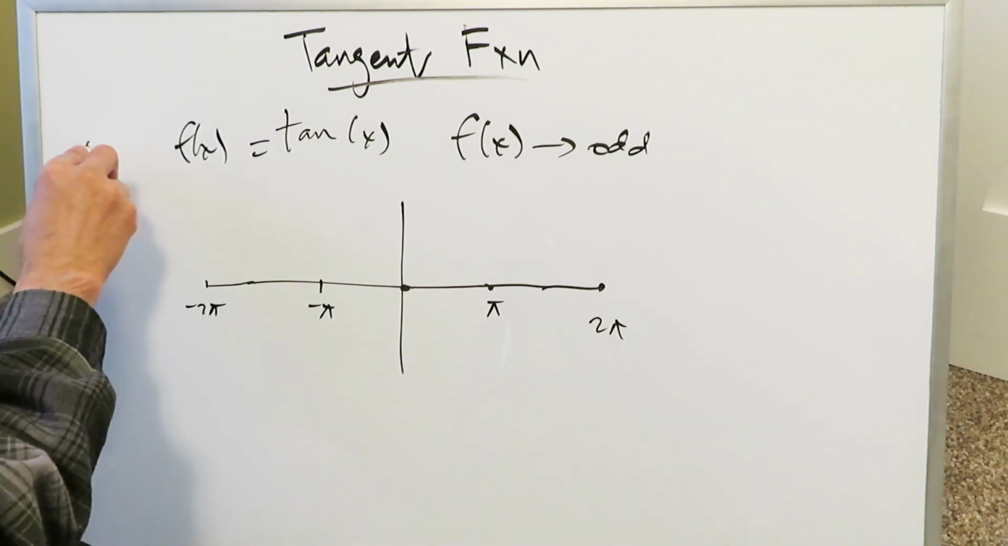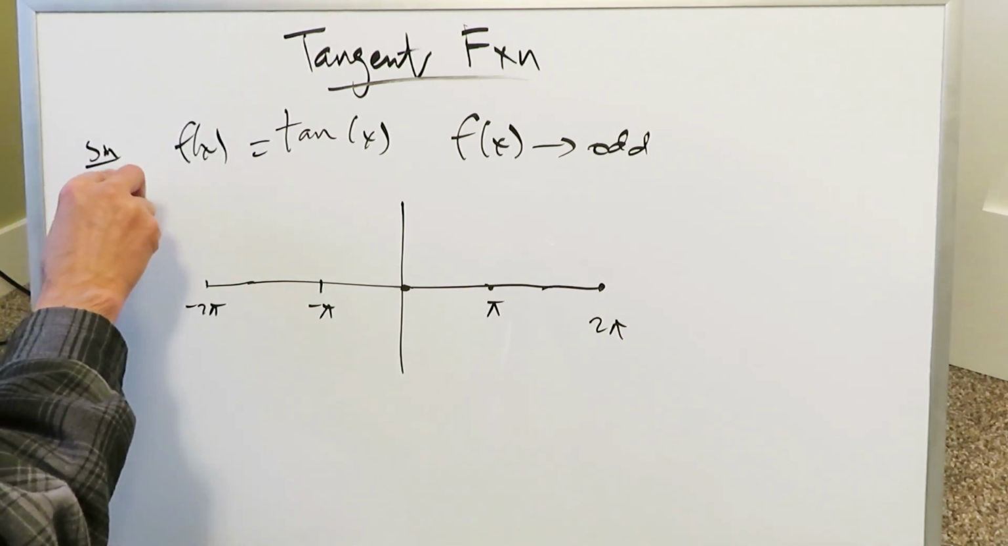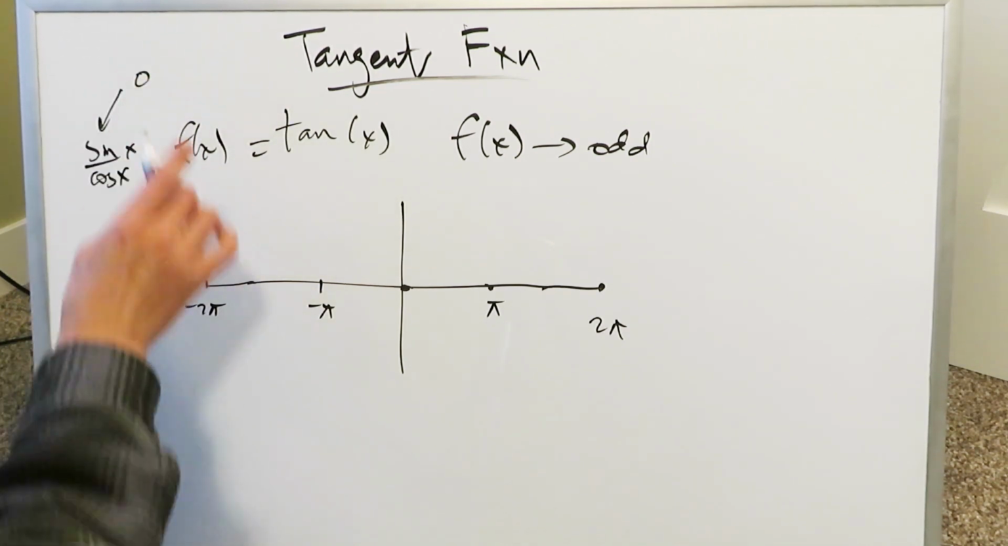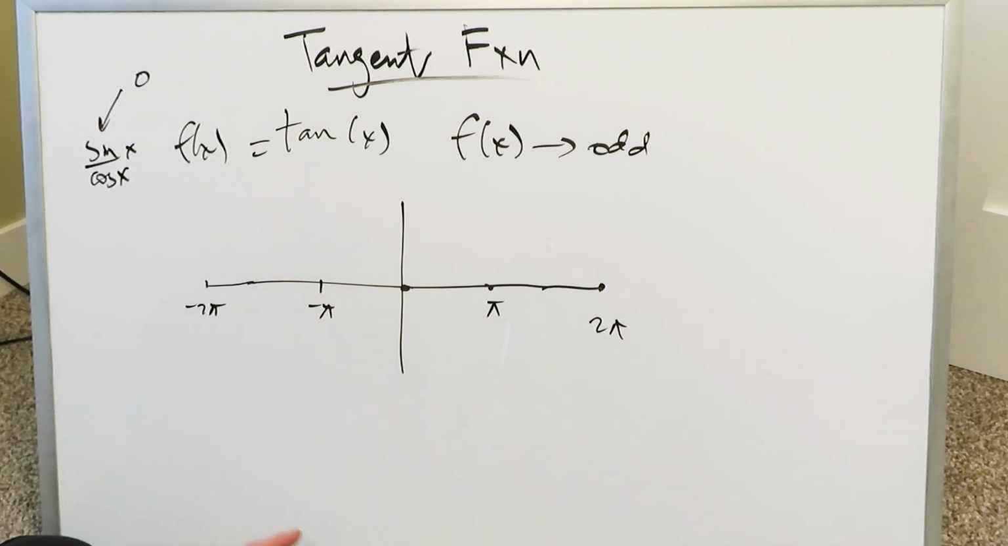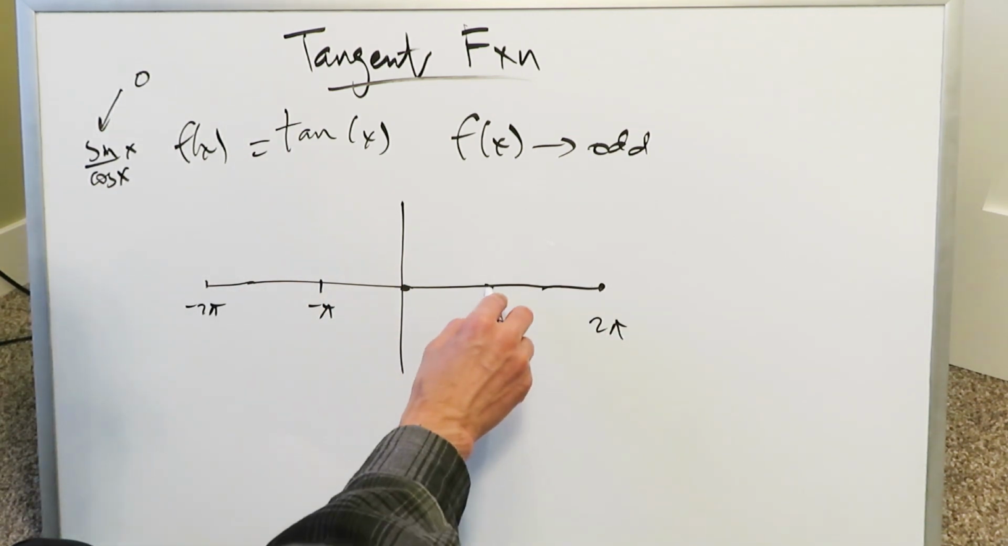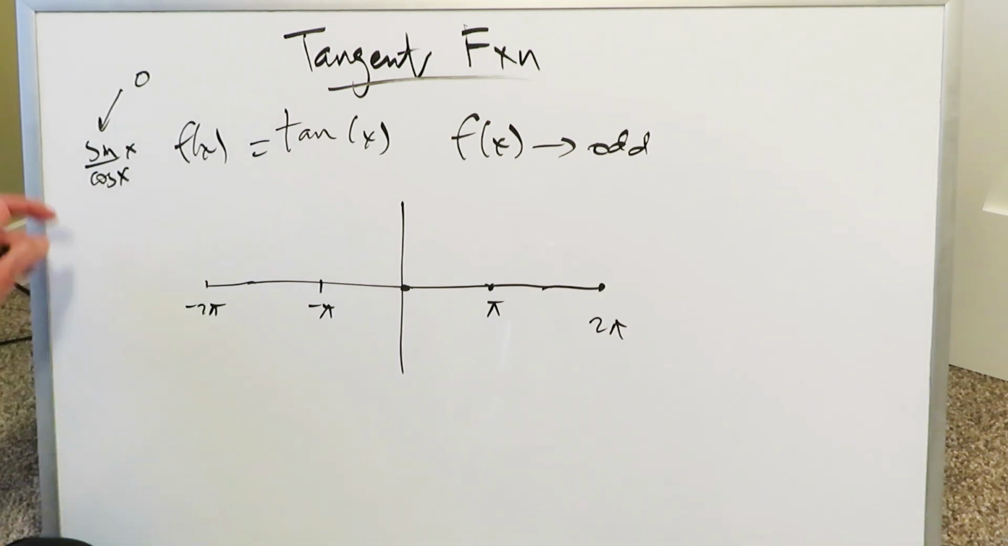Remember, in all instances, tan is always sine x over cosine x. Whatever value sine is 0 for, it will zero out your entire tangent. Sine is always 0 at pi, 2 pi, minus 2 pi, therefore tan must also be 0 there, and it'll zero out your entire tangent function.